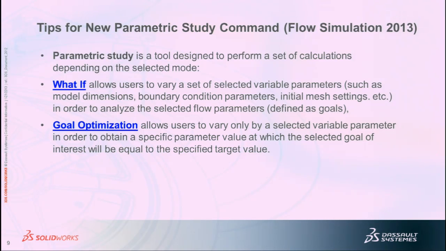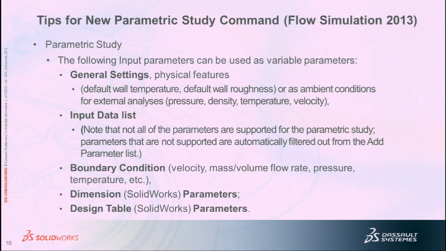Okay. Now, I'll show a few more slides about what each of these 2 options does, and I'll start going through it. Basically, the what if allows you to change the flow rates, dimension tables, and it's kind of like cloning, except you can do it all within the parametric study command. Where the goal optimization is more, you set a goal and you have a target, and you monitor it, and it iterates on that goal to that target, or to the boundary condition, until you get your target goal.